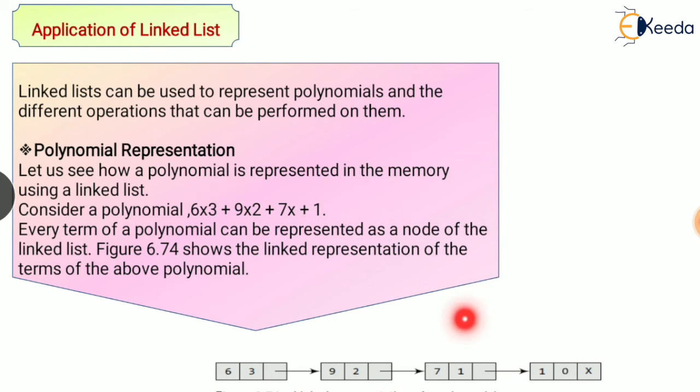So you can represent in the same manner any polynomial by using a linked list. I am taking only one example. You can take any example to represent a polynomial with the help of a linked list, where you can explain what is coefficient, what is exponent, and how they are linked together. By using this pointer, they are linked together, and this is the polynomial representation.